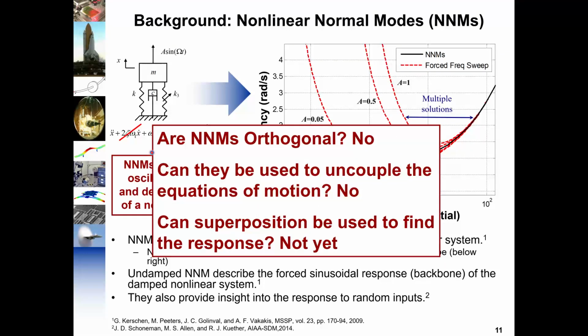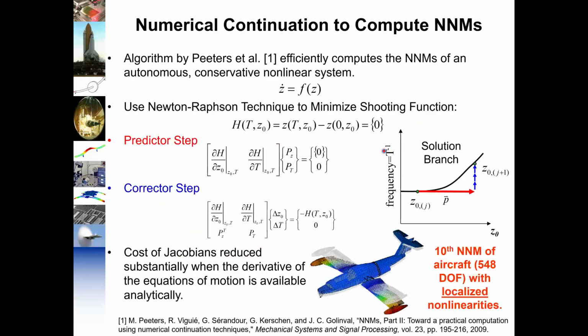So this is a really powerful concept, but we have to give our disclaimers first. Nonlinear modes are not orthogonal in general, so we can't use them to write our coupled set of equations as a bunch of uncoupled 1 degree of freedom equations. There aren't yet any superposition principles. There are cases where superposition applies, but there aren't yet any general superposition principles that can be used to find the response. And so these are more limited, but they do give us a lot of insight.